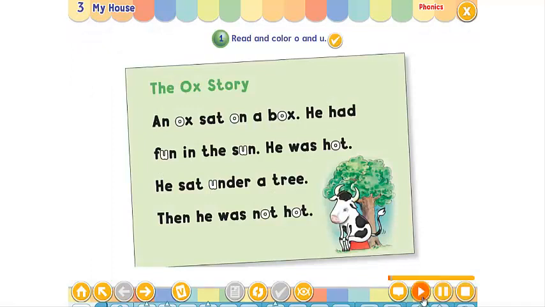The Ox Story. Did you read it yourself? Let's check your reading. An ox sat on a box. He had fun in the sun. He was hot. He sat under a tree. Then he was not hot.